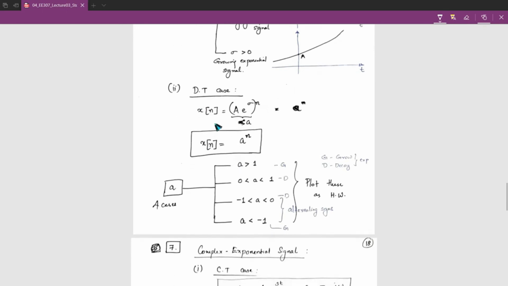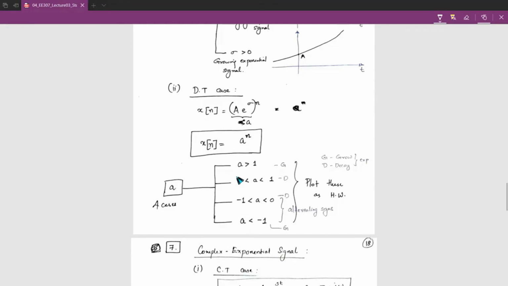In a discrete time signal, the equation will be x of n is equal to a e raised to sigma n, where n is the time steps. Now a e raised to sigma is a constant, which we replace by small a, and the equation becomes x of n is equal to a raised to n. Now we can get four types of signals with respect to the value of a: a greater than 1, a between 0 and 1, a between 0 and minus 1, and a smaller than minus 1. So let's see how the signals will be in all these four cases.